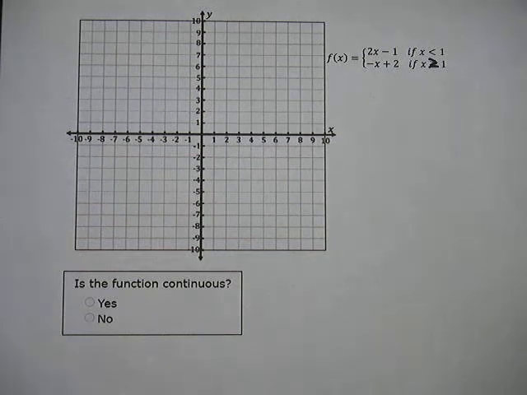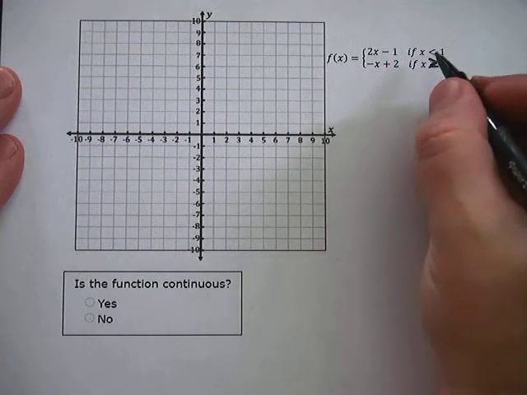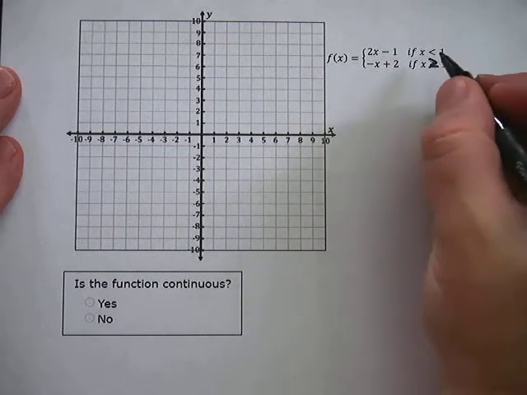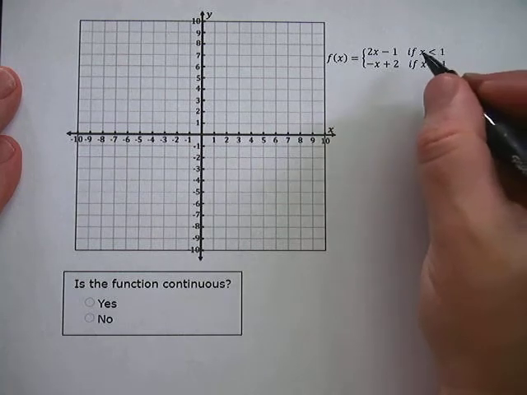Okay, in this video we're going to graph some piecewise functions and then we're going to talk about whether or not they're continuous or not. Okay, so how we're going to go about that is we're going to break this into pieces. We're going to look at the top part first and notice that the boundary line between these two pieces of this is x equals 1.